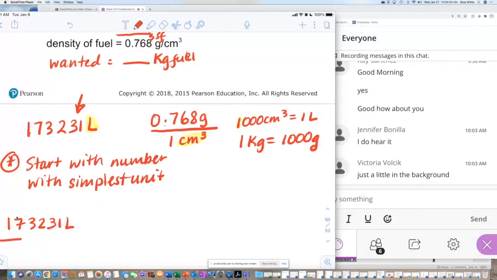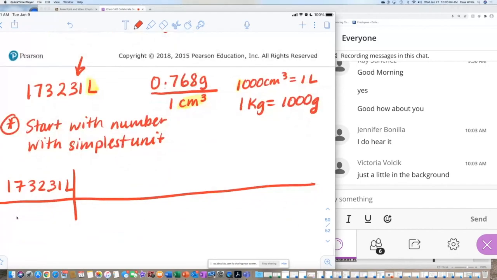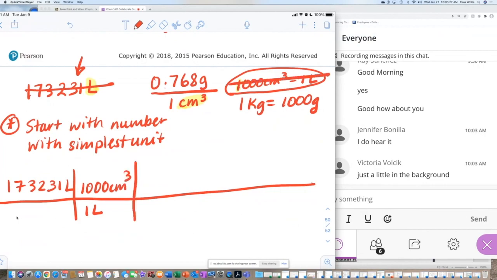173,231 liters. Start with that. I'm already seeing them writing too big, so I'll write a little bit smaller. I just use that. Now I have to bring in a conversion that has liters in it. So this conversion right here has liters. So the 1 liter can go on the bottom, the 1,000 centimeter cubed can go on the top. Done with that one. Okay, liters and liters cancel out. What drives my next move? Centimeter cube. So I look around and find the numbers I have in front of me with centimeter cube.